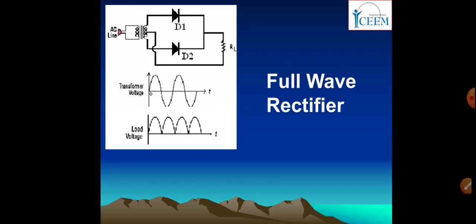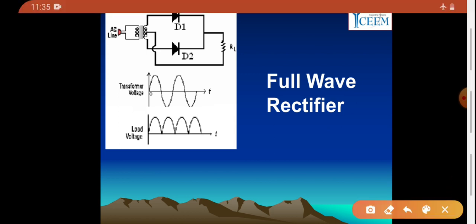In the full wave rectifier, you can see there are two diodes, because what is the drawback of the half wave rectifier? Only half cycle is rectified, so we use two diodes with the center tap transformer. Center tapping means the secondary winding of the transformer is divided into two equal portions. The third terminal is dividing that output voltage, and that is acting as a ground.